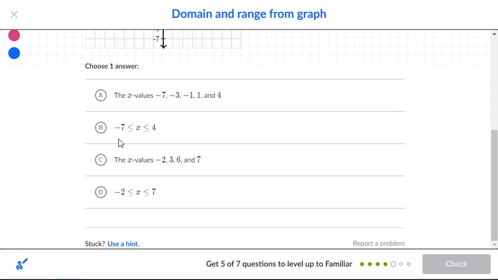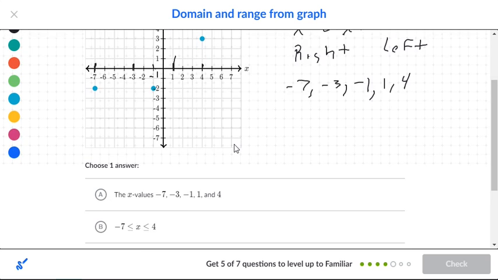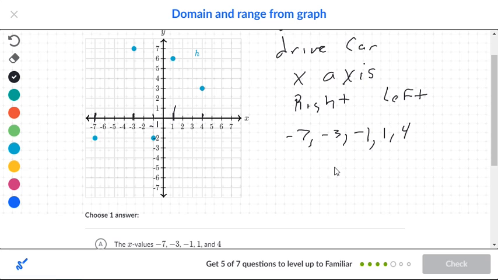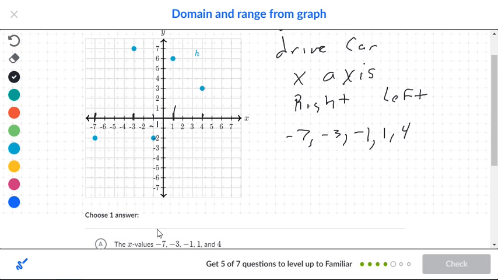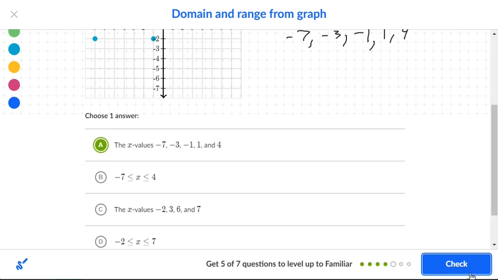The reason why I wouldn't go with B or D, it's not continuous. The points are not connected. If you have something that's all connected, then yes, it would be the inequality signs. But these are separate points, so you got to put down the numbers that represent them. So the x values would be negative 7, negative 3, negative 1, 1, and 4. So A would be my best choice.